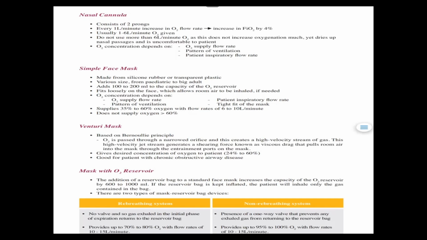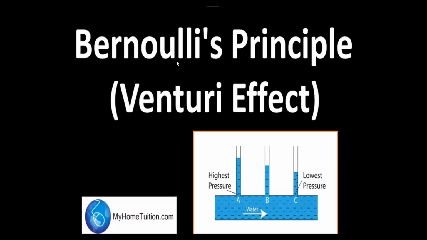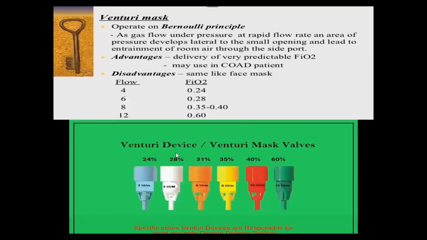Okay, so when there is a narrowed orifice, there will be a pressure drop. This pressure drop will act as a vacuum and will entrain room air. So this room air that comes in will dilute the 100% oxygen. I will talk about it with a picture. We'll go into it. So you see, this is what we call the Venturi effect or Bernoulli principle.